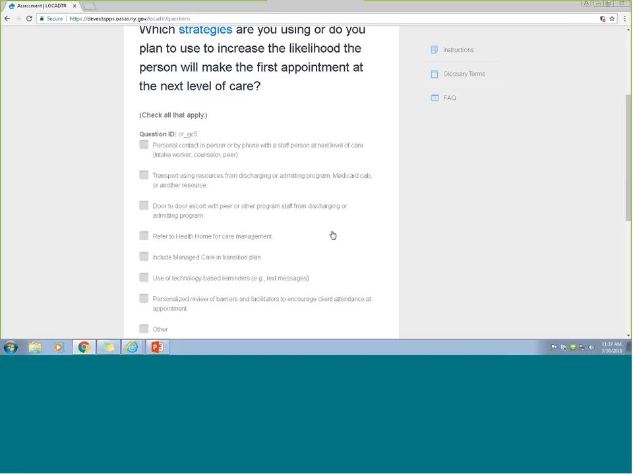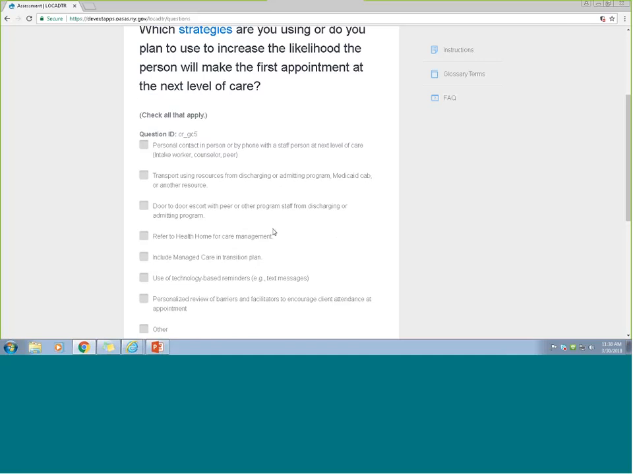We also have included in the list a referral to the health home care manager or the managed care plan, using them in the transition planning and process. So it's important to keep in mind that there are other resources available even outside the treatment programs, and there are folks in positions who can help to facilitate that transition. Certainly any managed care plan assigns a care manager to an individual, and so you should be in communication and collaborating with these other providers in order to better the chance that someone is going to make it to the next level of care.